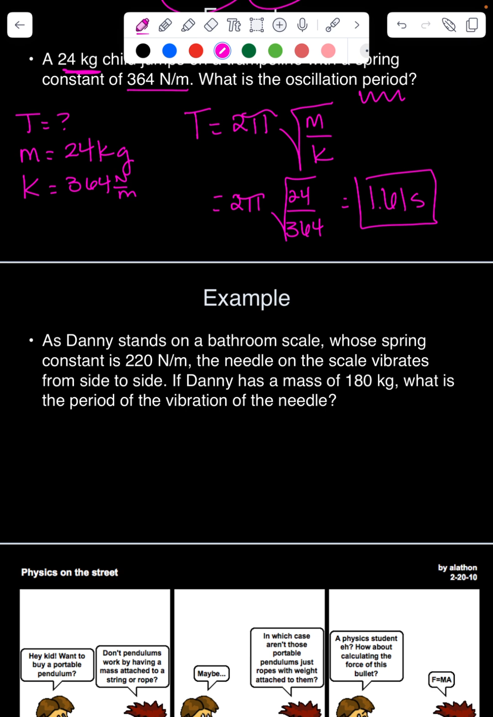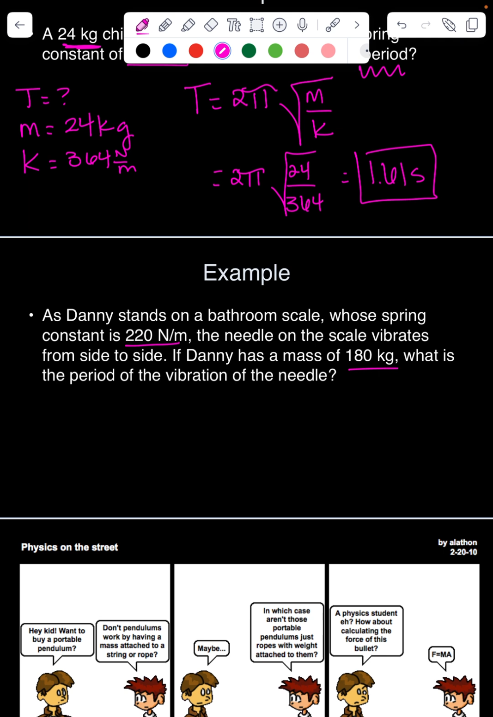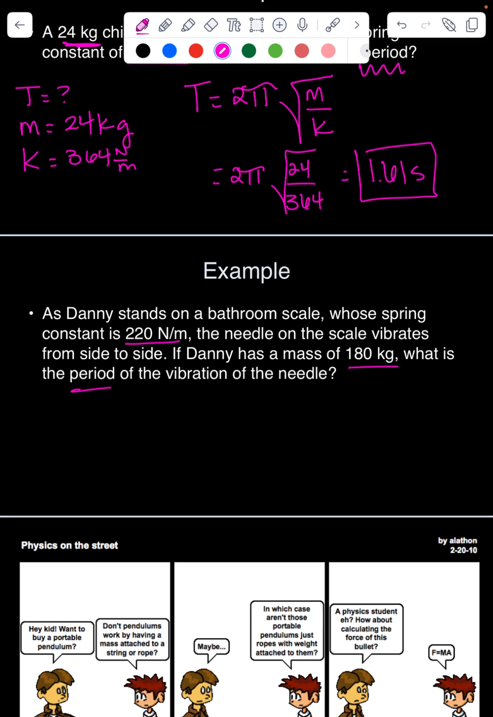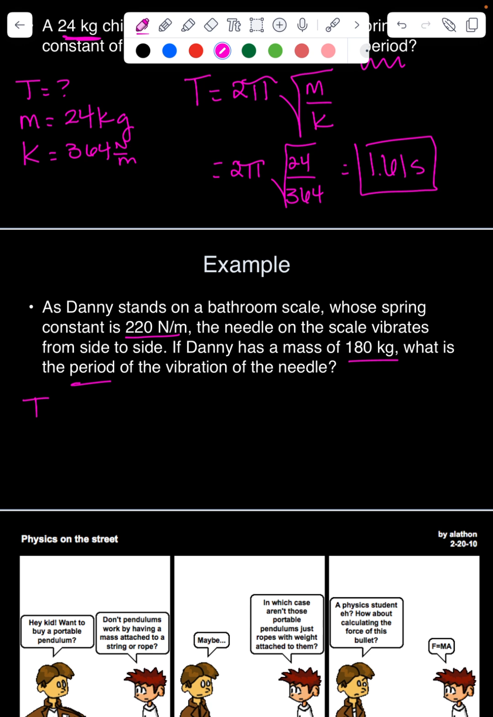Now this one: Danny stands on a bathroom scale whose spring constant is 220 newtons per meter, and the needle on that scale vibrates from side to side. So we have it oscillating about an equilibrium position, and we see simple harmonic motion. If Danny has a mass of 180 kilograms, what is the period of the vibration of the needle? Once again, we are looking for the period. We have the spring constant of 220 newtons per meter, and Danny's mass is 180 kilograms.